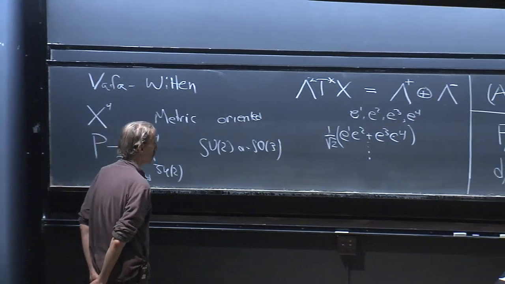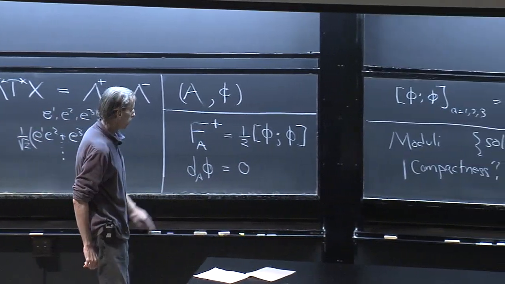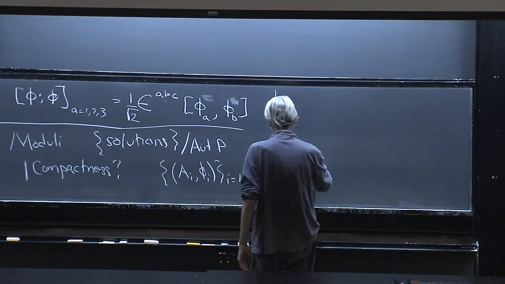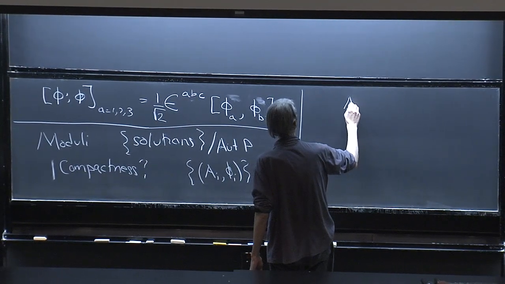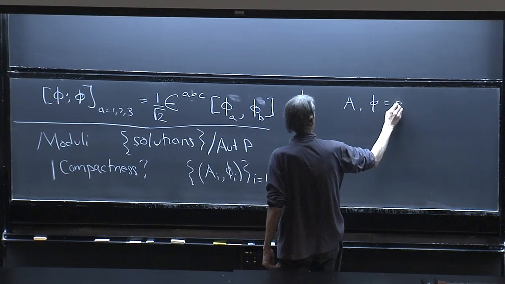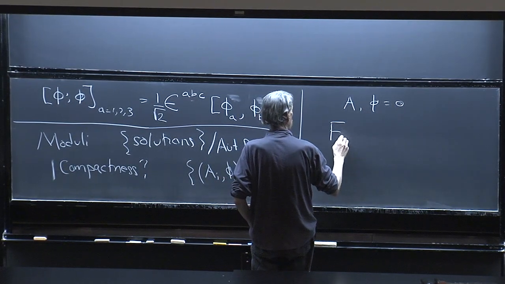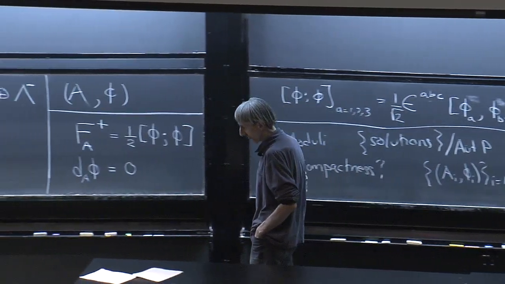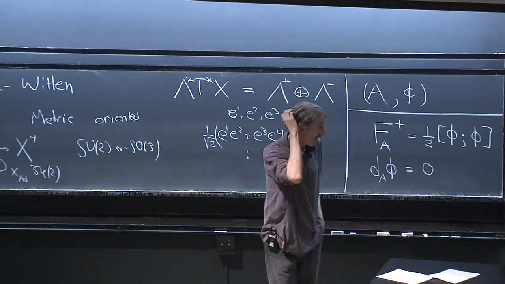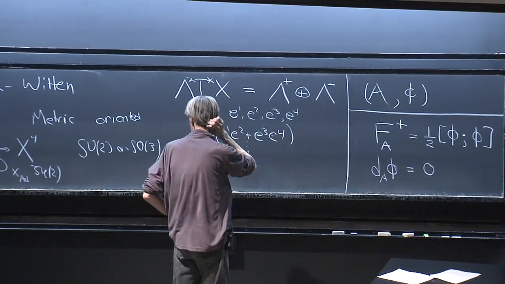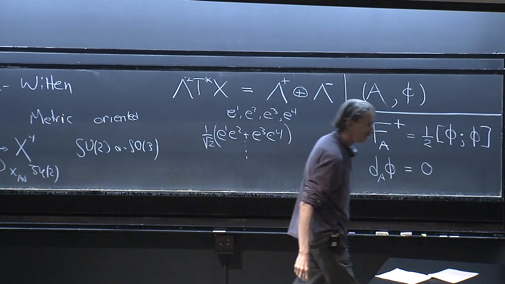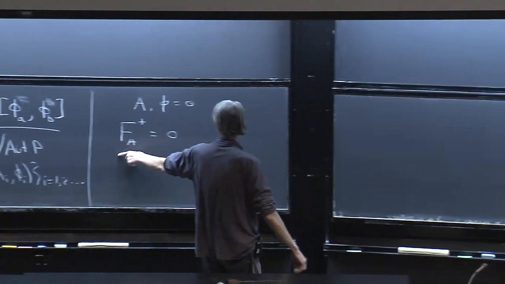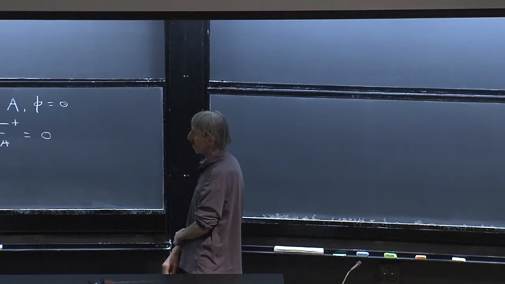If phi is 0, which of course you can always set phi equal to 0, then you're just looking at self-dual connections. There's no phi, and you just have the self-dual part of the curvature equal to 0, and these are, of course, the famous connections that Donaldson used, 35, 37 years ago, to define four-manifold invariants.